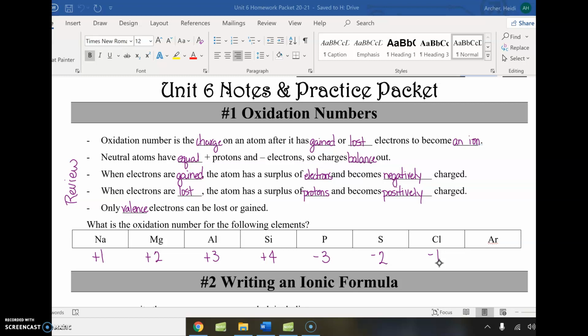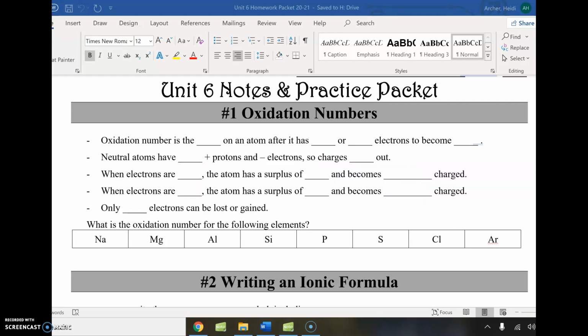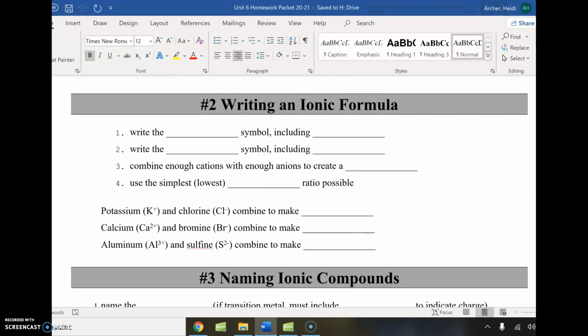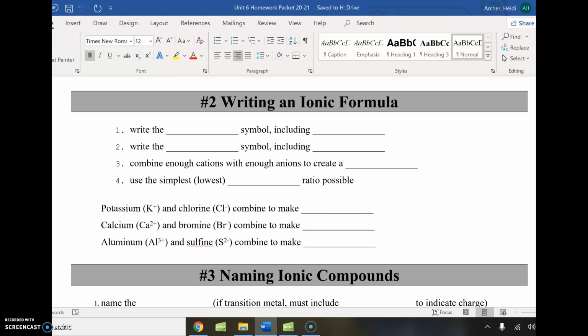Now, argon is a noble gas, so it's not going to make a charge. It's not going to make an ion unless we force it. And so its oxidation state is 0. It's not going to gain or lose because it's already at 8. So where does that apply? This is going to apply in how we write formulas for ionic compounds.